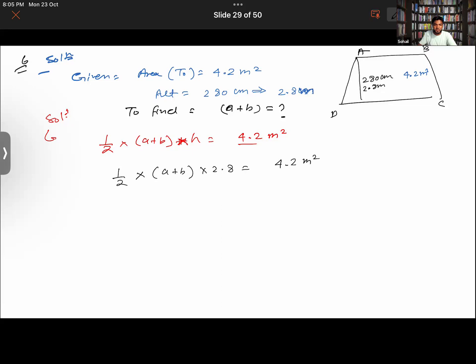Isn't it what you need to do? Getting it now? So then it will be a plus b equals to, we can cancel this first. So let's cancel it out. 1.4. Exactly, a plus b into 1.4 equals to 4.2 square meter. Getting it, guys? So a plus b equals to 4.2 upon 1.4. The decimal will be cancelled. 14 3s are 42. So the sum of the opposite bases is 3 meter.